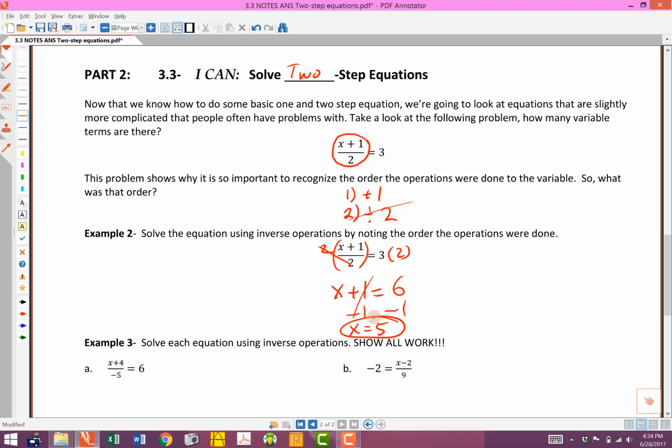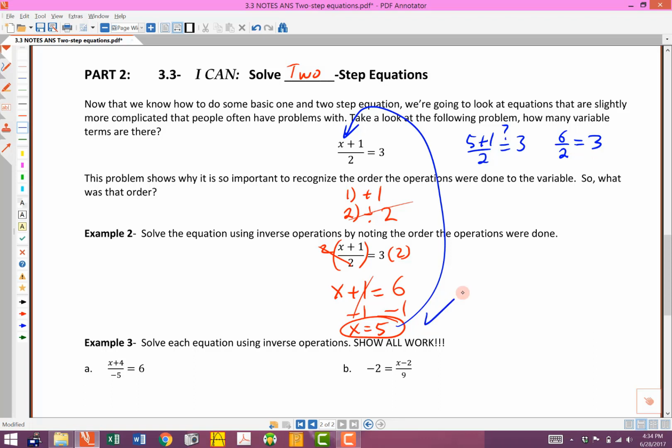Now, if it is the answer, we can plug it back in and it should make the equation true. So let's see what happens when we plug it in. If I plug it in right there, we would have 5 plus 1 divided by 2 equals 3. Let's see if that works. Well, this would be 5 plus 1. That's going to be 6. 6 divided by 2 does equal 3, so that checks out.